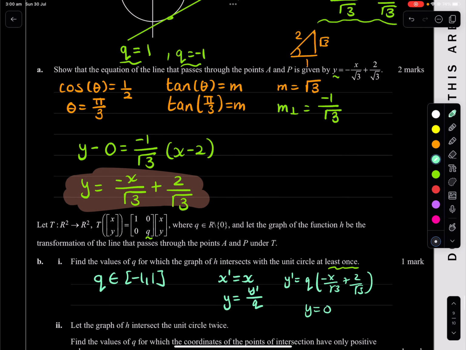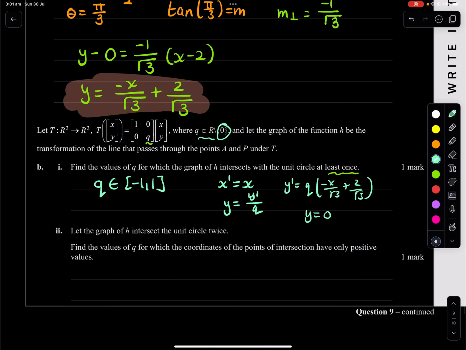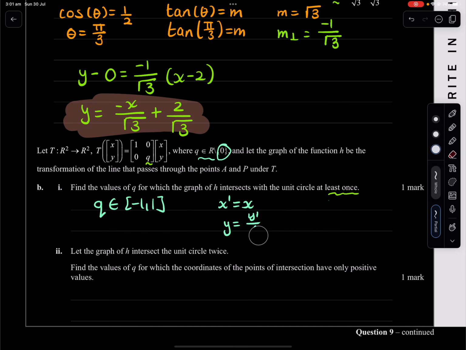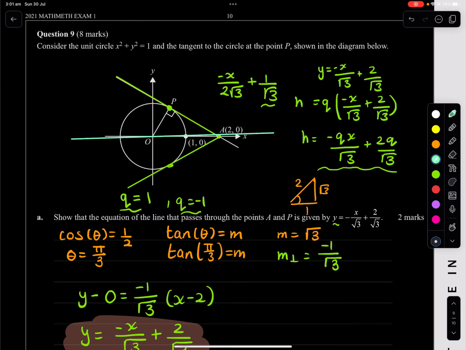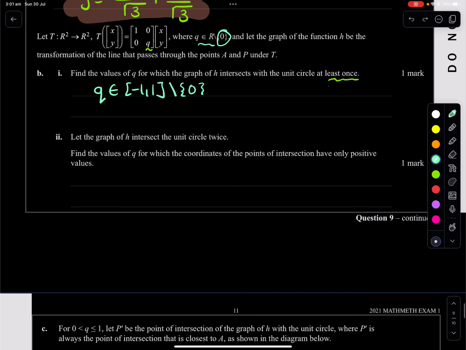We know that q is an element of all reals with the exception of 0. No, they tell us it's not including 0. Oh my god, that's why I'm so confused. So if they're telling us it's the exception of 0, we have to write exception of 0. We do not consider that value. I was just confused because it still touches at 2 points. Okay, perfect. I hope that's right.